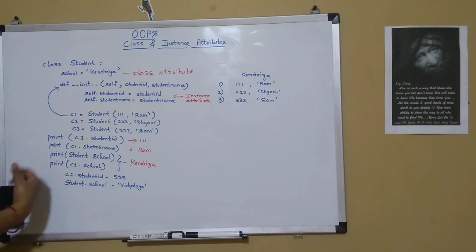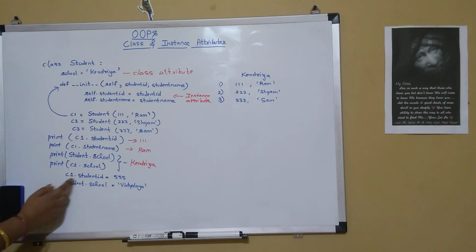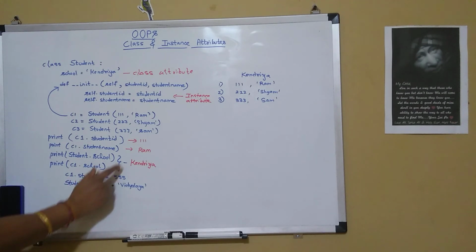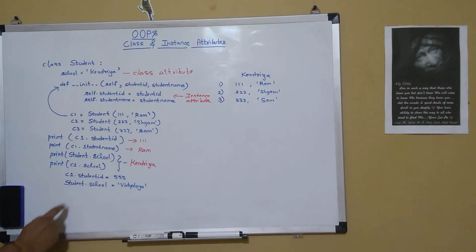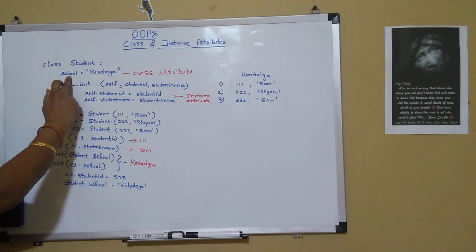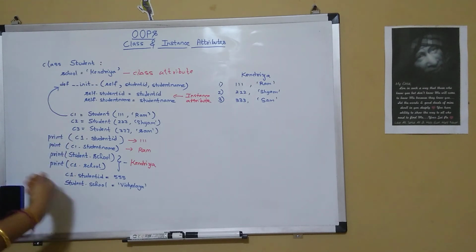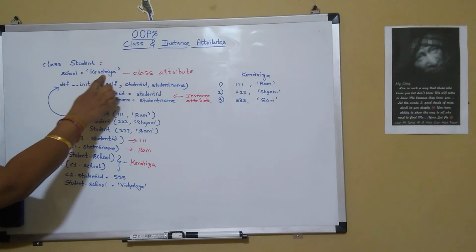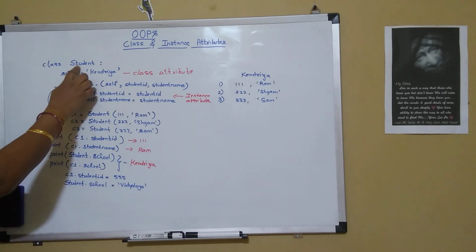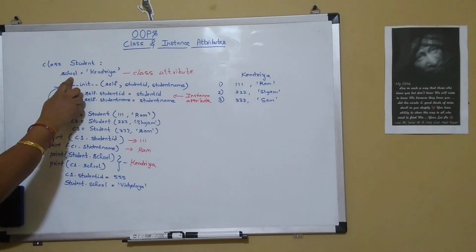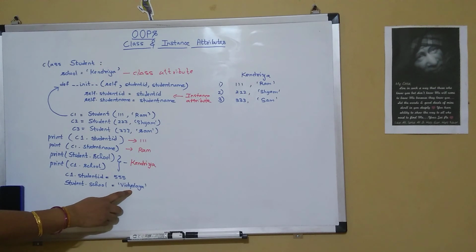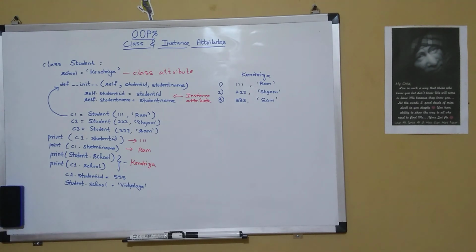And now if we want to change the value of student ID, we give object name.student_ID, that is the instance attribute, equal to the new value, so it will be replaced with the new value. And if we want to change the school so that for all the students coming further the school name has to be changed, then we can give class name.school and change it to whatever name we want. So this is class and instance attributes in the Python programming language.